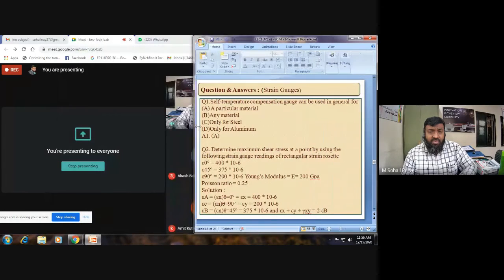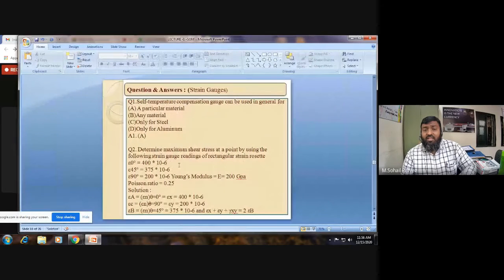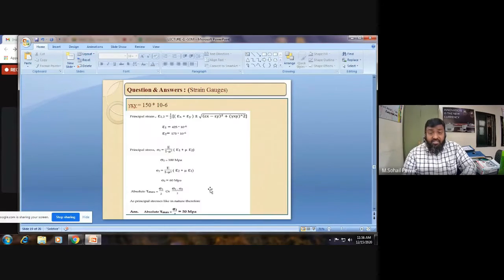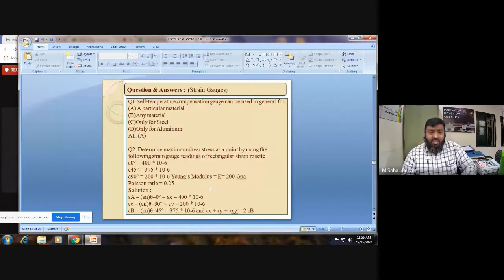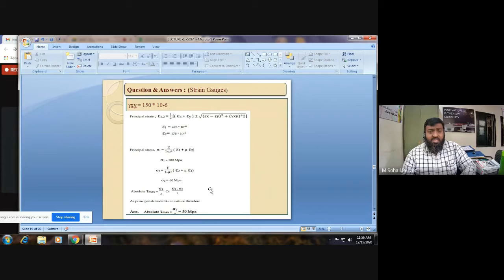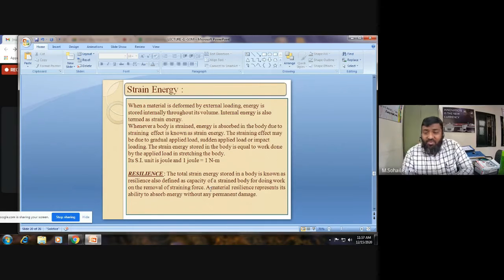The next one is again very important: the question on your rectangular strain rosette. You can see this is 10 to the power minus 6 actually. I have written it so, but in the PPT it is reflecting in this way. This is the basic equation wherein strain at A, B, and C and the shear strain is calculated, and then using principal strain theory or principal strain formulae, we have calculated the principal stresses of this particular strain gauge. So the last topic for this session is strain energy.